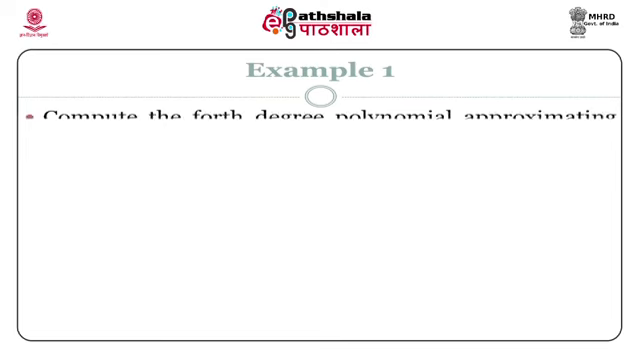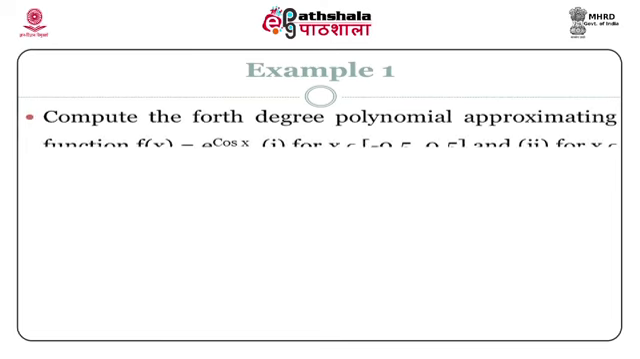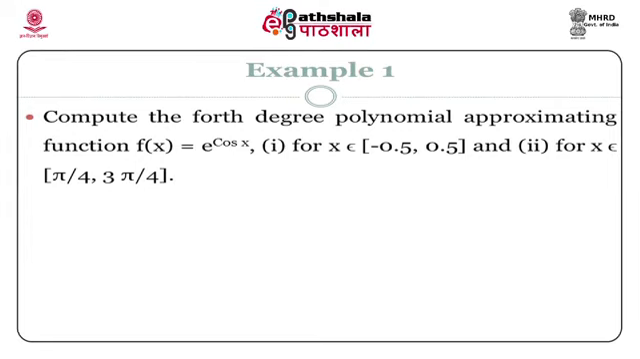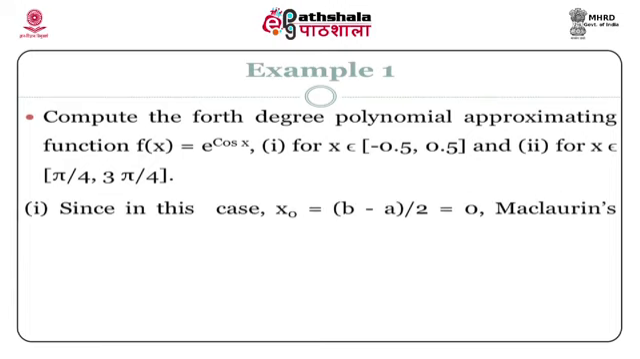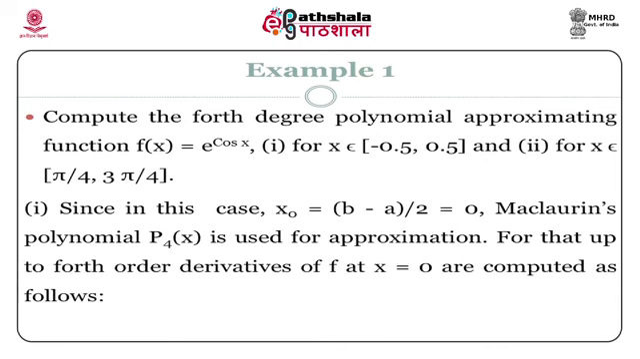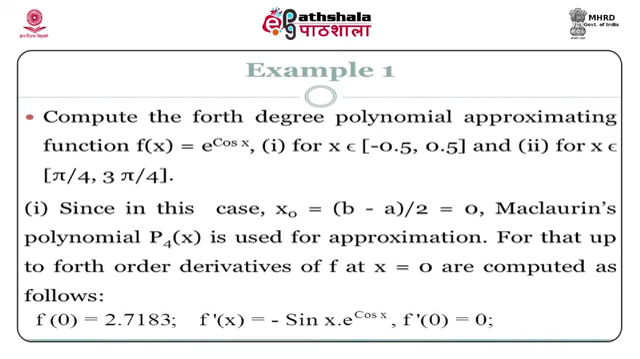For example, let us compute the 4th degree polynomial approximation to the function f(x) equal to e raised to cos x, 1 for x belonging to minus 0.5 to 0.5, and 2 for x belonging to pi by 4 comma 3 pi by 4. Since the first interval is around x_0 equal to 0, Maclaurin's polynomial p_4(x) is used for approximation.